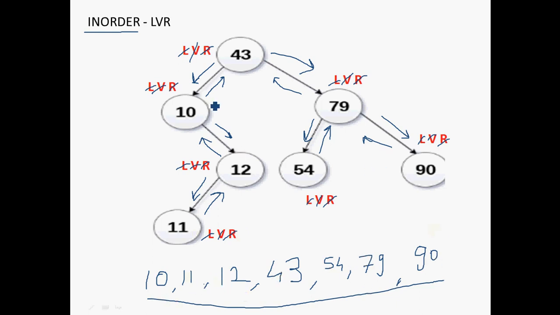Remember this: for a binary search tree, if you find an inorder traversal, it must be in sorted list format, that is from smallest to highest. So 10, 11, 12, 43, 54, 79, 90. They are in increasing order. If you don't get the inorder in increasing order, it means there is a mistake. So this is the increasing order of the binary search tree, so it is inorder. The key here is LBR, and we got this output.